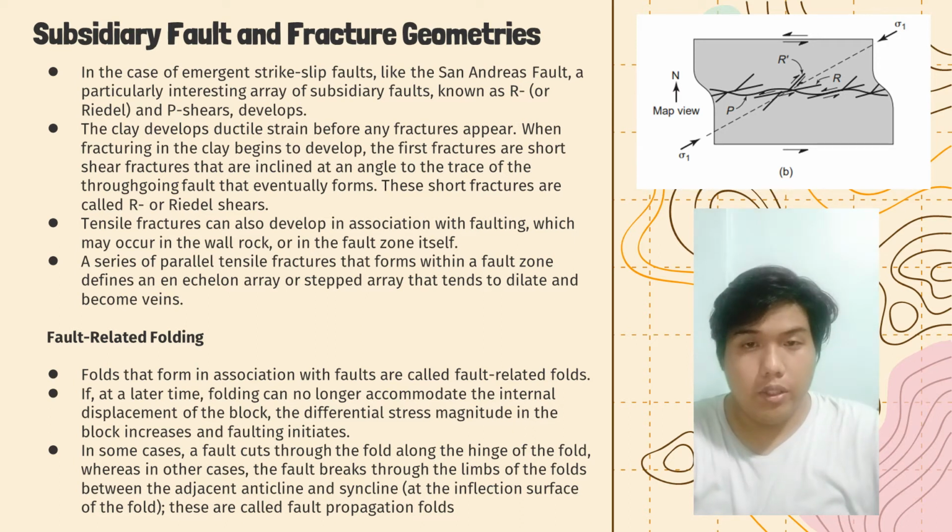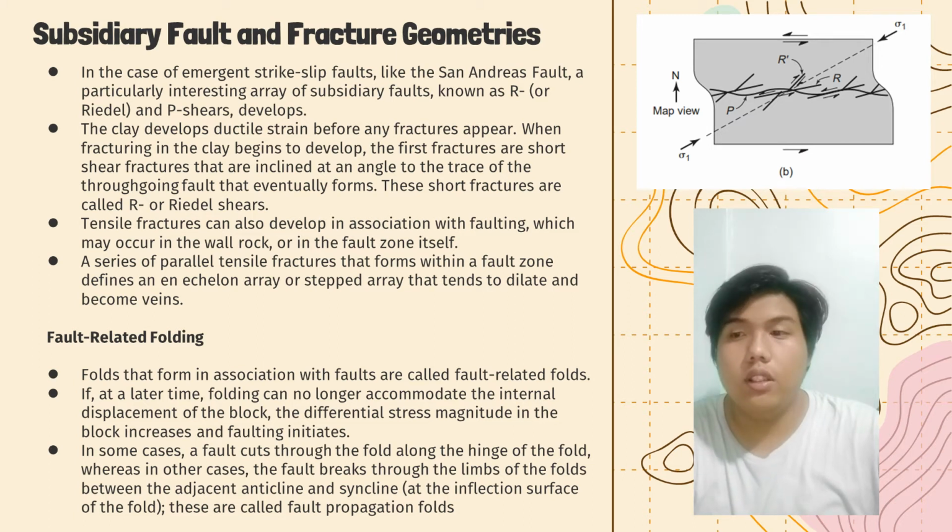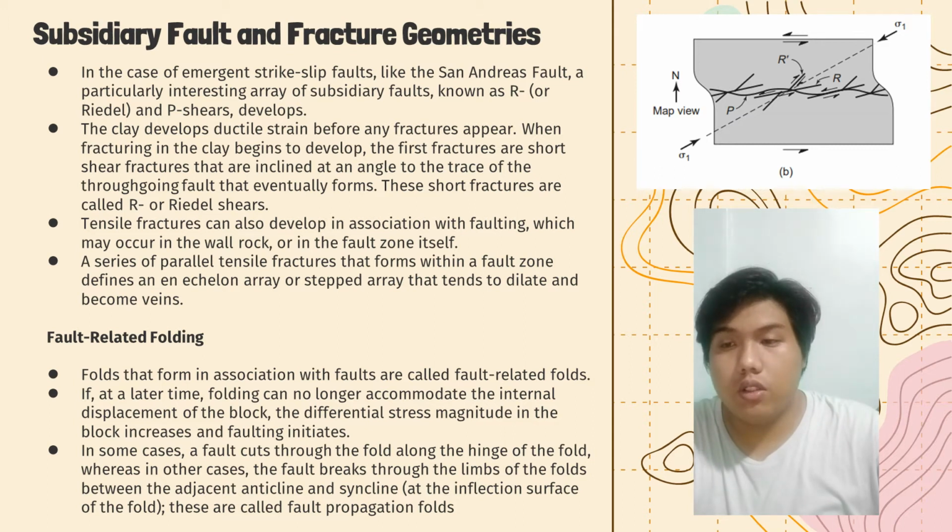Subsidiary fault and fracture geometries. In the case of emergent strike-slip faults like the San Andreas fault, a particularly interesting array of subsidiary faults is known as R or Riedel and P shears. The clay develops ductile strain before any fracture appears. When fracturing in the clay begins to develop, the first fractures are short shear fractures that are inclined at an angle to the trace of the through-going fault that eventually forms. These short fractures are called R or Riedel shears.